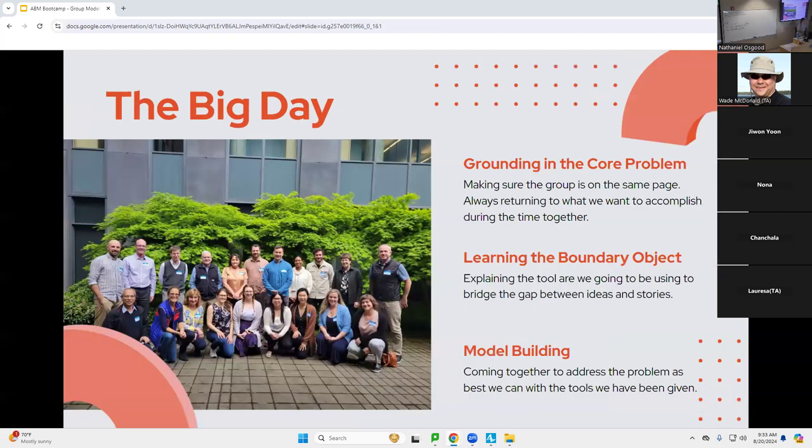Okay, so all of that preparing, all of that previous work brought us to the big day. Here's our group of lovely people. And this is how we decided to break up the day. We took the first couple hours of the morning to ground ourselves in the core problem, introduce the literature, introduce the variables, and make sure that everybody was really familiar with the problem that we were there to solve together.